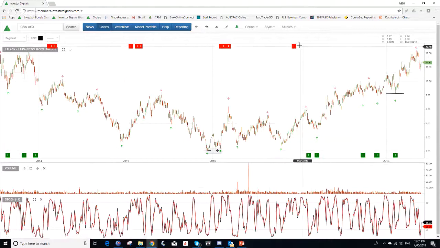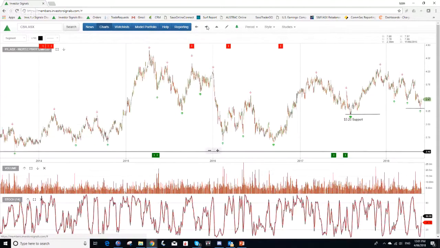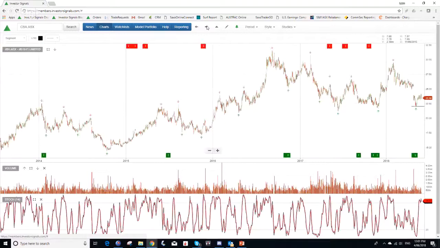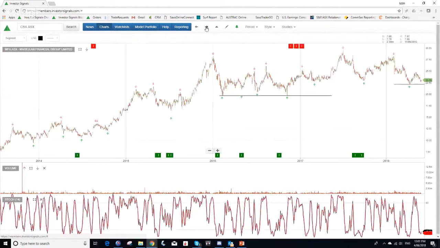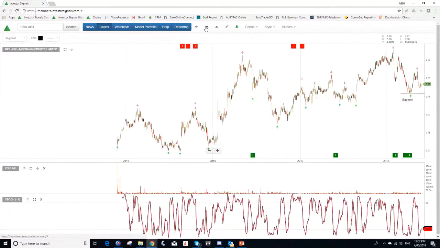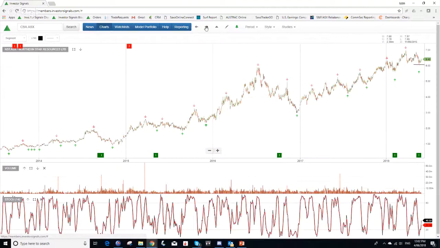Iluka, so switched from sell conditions into buy conditions, making higher highs and higher lows, and it's been one of the better performing stocks in the 100 model. Incitec we've covered. JB Hi-Fi has been added into the model. James Hardie, we've already covered. Magellan, I spoke about that. Medibank, so certainly like Medibank. I think that's a defensive income play for opportunities.